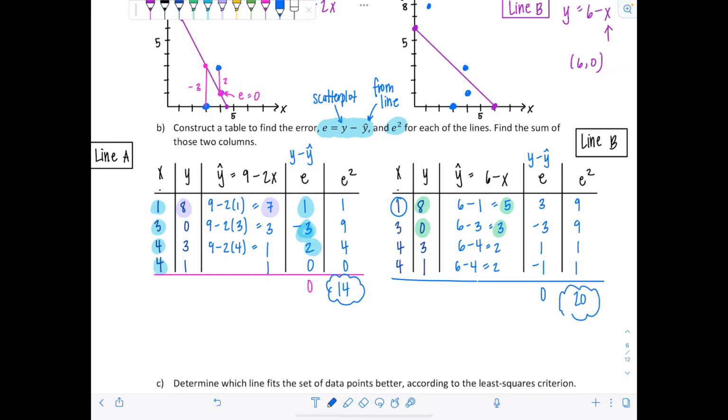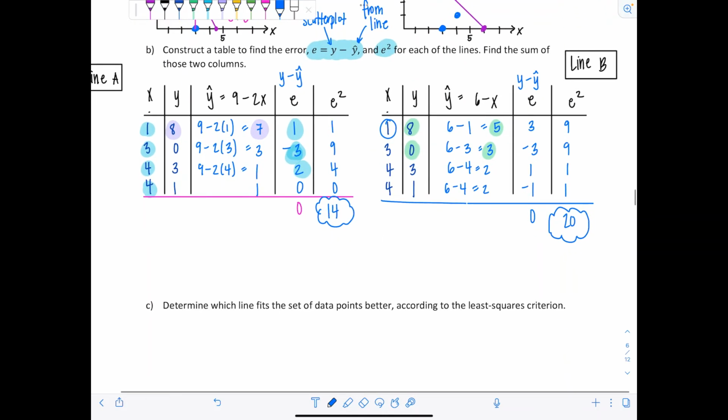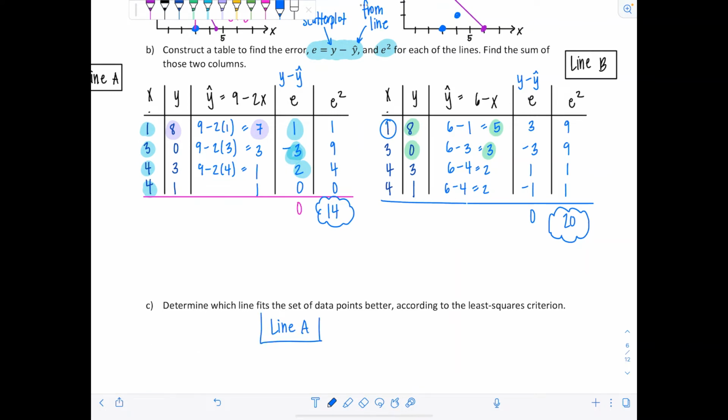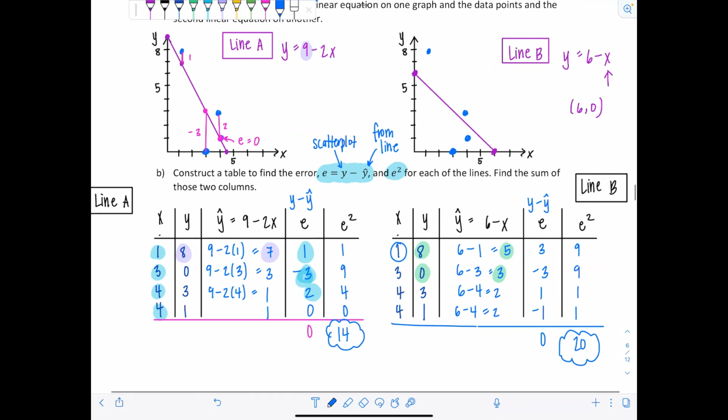Ooh, okay. So determine which line fits the set of data points better according to the least squares criterion. The least squares criterion tells us that the line of best fit is the one that has the smallest sum of the squared error from these residuals. We'll talk about what a residual is in a minute. Basically, it's that error. And the one that minimizes that is line A. Is that what you had guessed? Did you guess that when I graphed it?